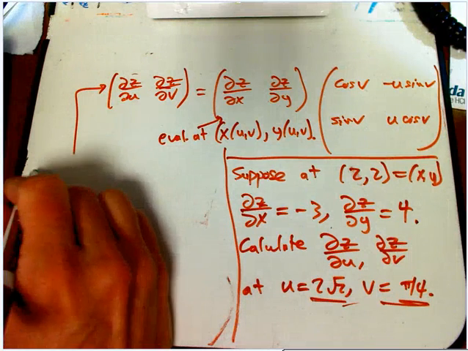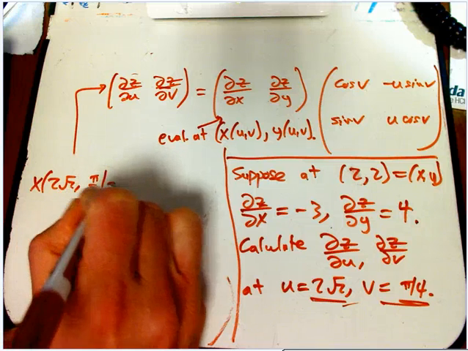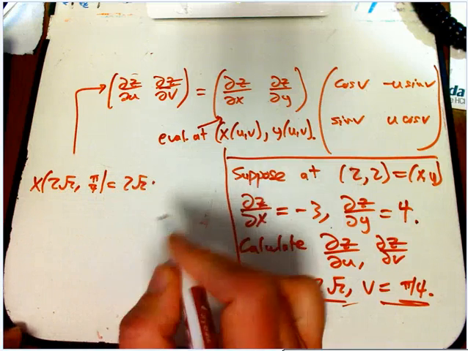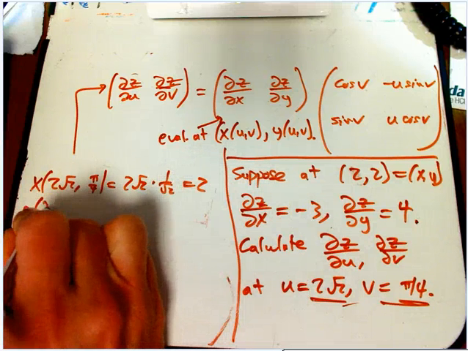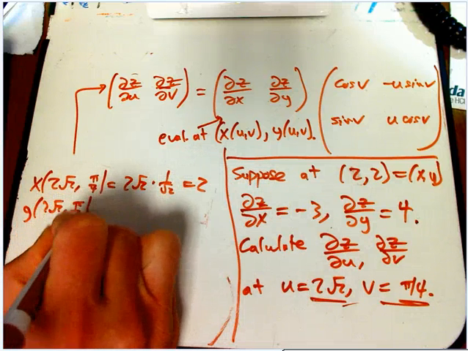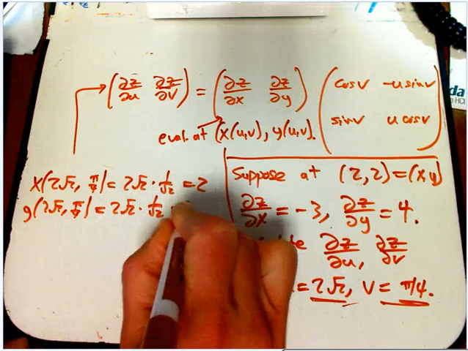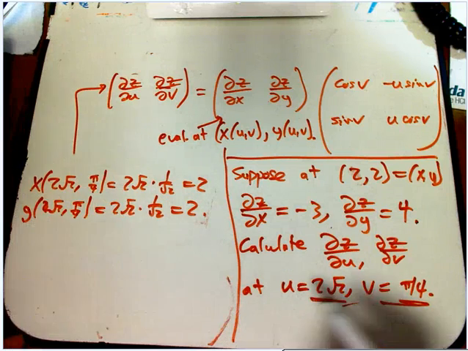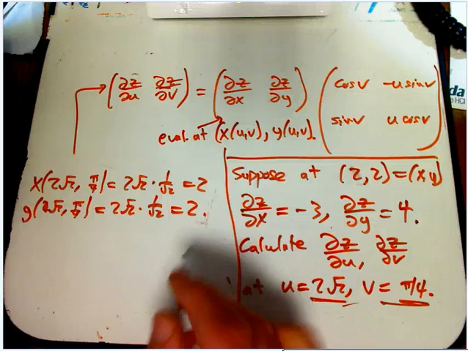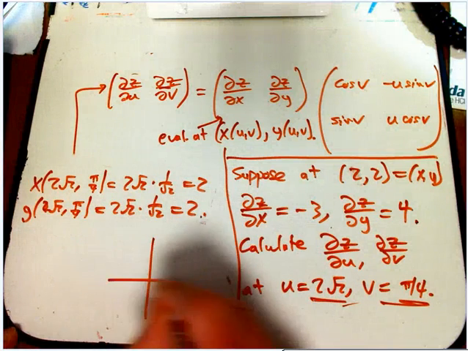Because x of 2 root 2, pi over 4 is 2 root 2 times cosine of pi over 4, which is 1 over root 2, which is 2. And similarly, y of 2 root 2, pi over 4 equals 2 root 2 times 1 over root 2 equals 2. And if you hadn't cottoned on to the fact that these are secretly polar coordinates, that's probably becoming somewhat more obvious now.